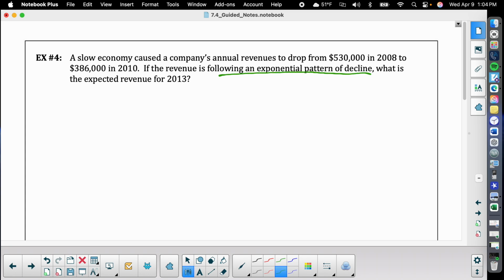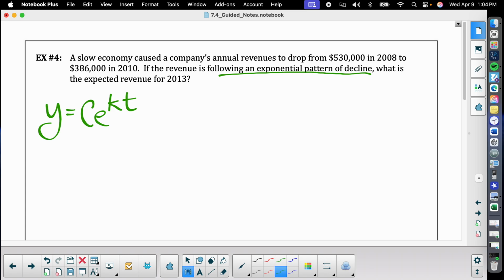I'm pretty sure I remember on the AP test they will always use the phrase, the rate of change of y is proportional to y. Maybe a different letter, but they'll always use the phrase. The exponential pattern of decline is that. So it's telling you that you can use this to figure it out.